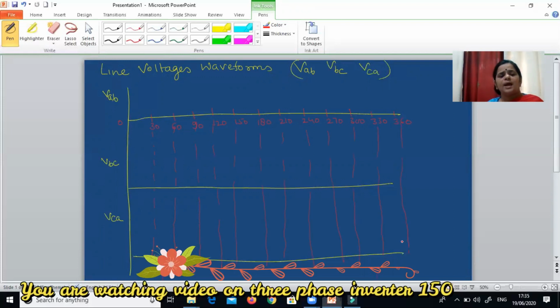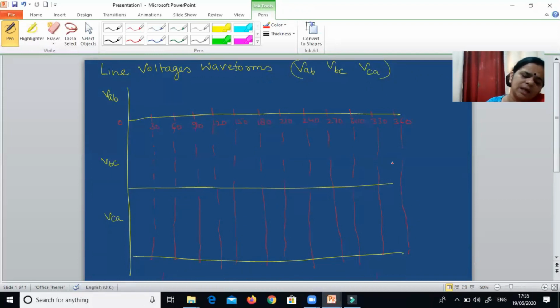As you know, the line voltages are the differences of the phase voltages, like VAB. VAB is nothing but VAN minus VBN, which means it is the difference of the phase voltage of A and the phase voltage of B. So let us draw the line voltages waveform. I am plotting VAB in green color, VBC in white and VCA in yellow color. So let us choose the green color.